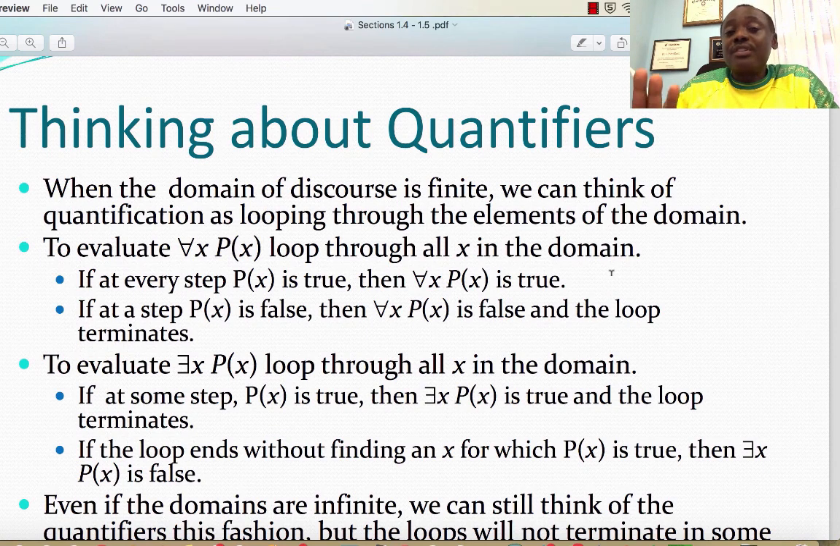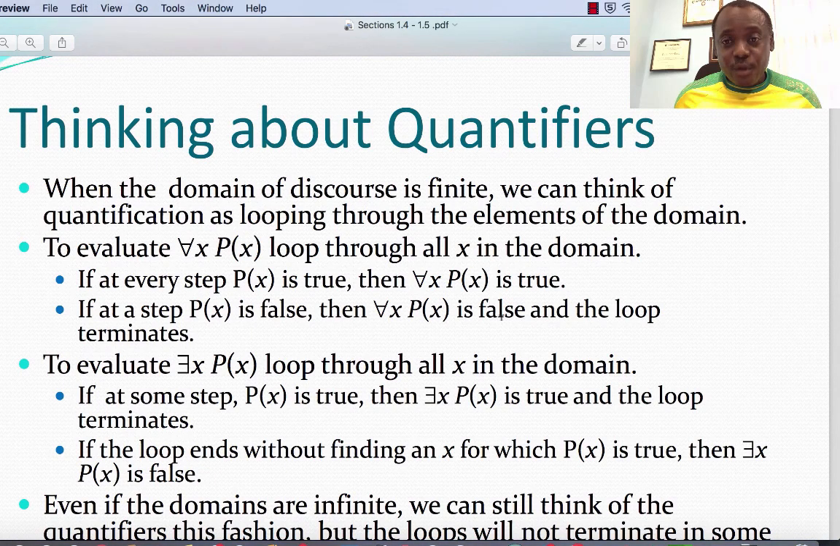That only happens when the domain is finite. If it is not, then we have to prove it in general, and that gets very exciting. If at a step p of x is false, then for every x, p of x is false. The reason is that to prove that for every x, p of x is not true, all you need is one example. All the students in Math 160 are males. All I need to do is find one student in the class who is female, and we're done.